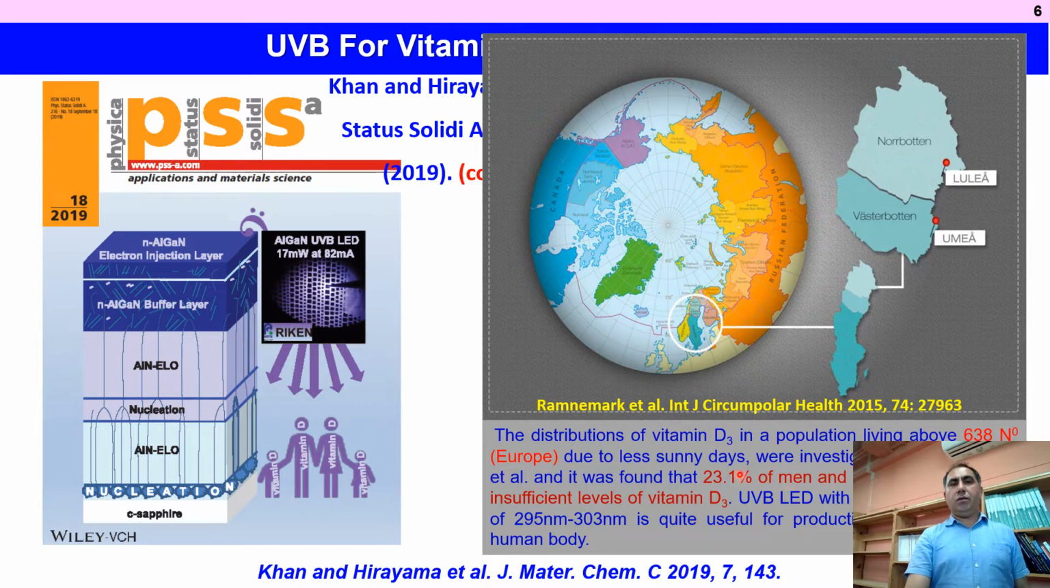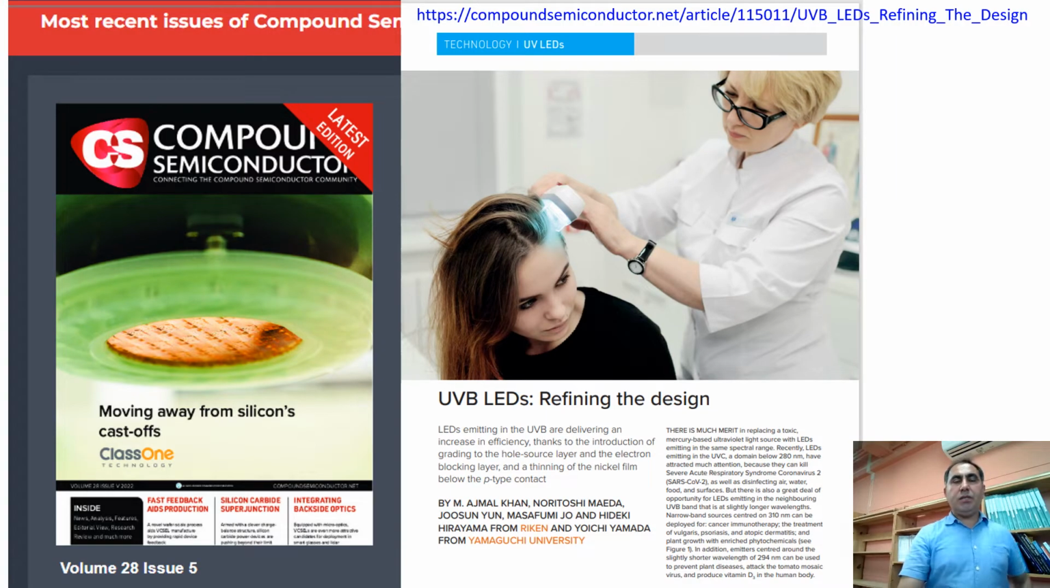As you know, the distribution of vitamin D3 in the population living above 63 degrees north of Europe, due to fewer sunny days, was investigated, and it was found that 23% of men and 17% of women had an insufficient level of vitamin D3. So a UVB LED with an emission wavelength of 295 or 300 nanometer is quite useful for production of vitamin D3 in the human body.